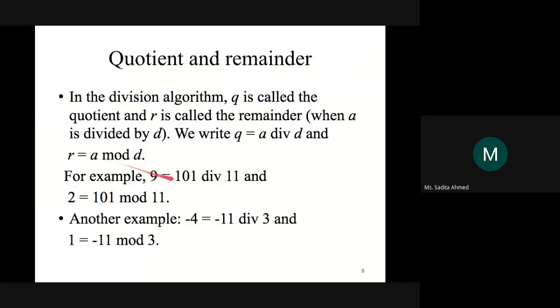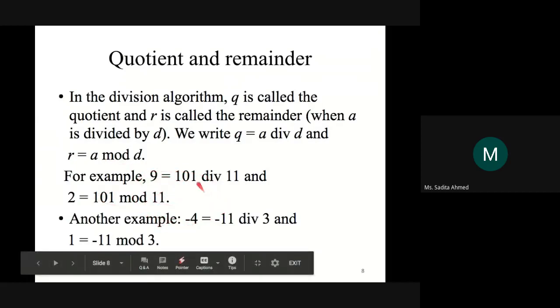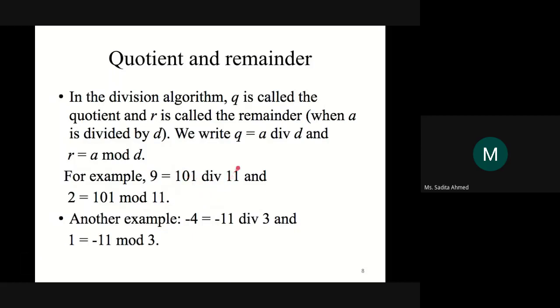Now, by example, let's say we have the number 101 and the number 11, and we try to divide 101 by 11. What do you get? 9 point something something something, right? So the quotient will be 9, the floor of that result. And what is the remainder? 11 nines are 99. So what do you get in the difference? 2. So the remainder is 2.